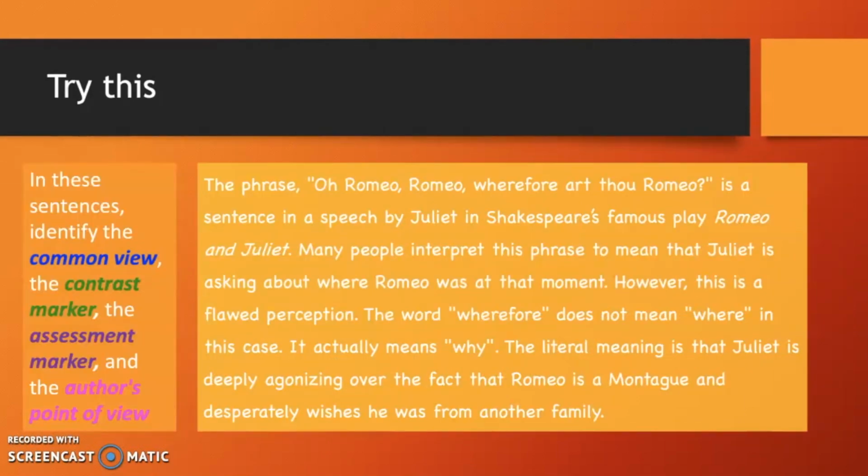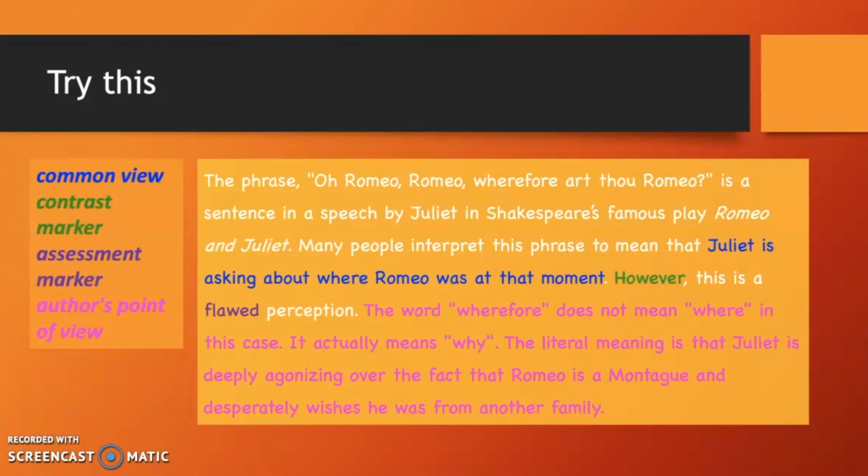Now let's look at another example. In this paragraph, identify the common view, the contrast marker, the assessment marker, and the author's point of view. Push pause and then check your answers. Here are the answers.